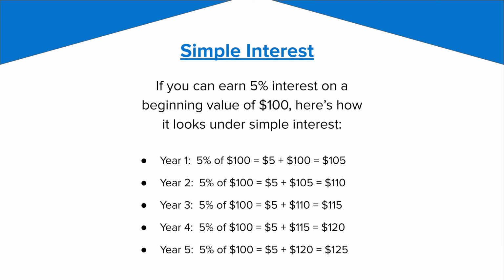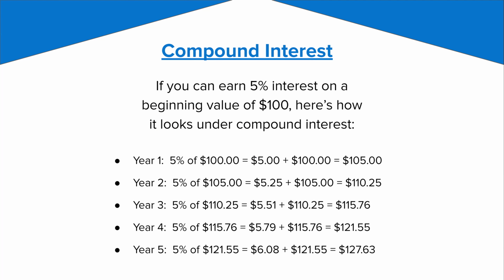Okay, seems simple enough, but how about for compound interest? How will it look? Under compound interest, it's different. For year one, it seems to look the same, 5% of 100, and we get a $5 payment. We add it back to the beginning value, and we get a grand total of 105. But as you can see in the years following, we're no longer taking 5% of the beginning value of 100. We're now taking 5% of the previous year's grand total.